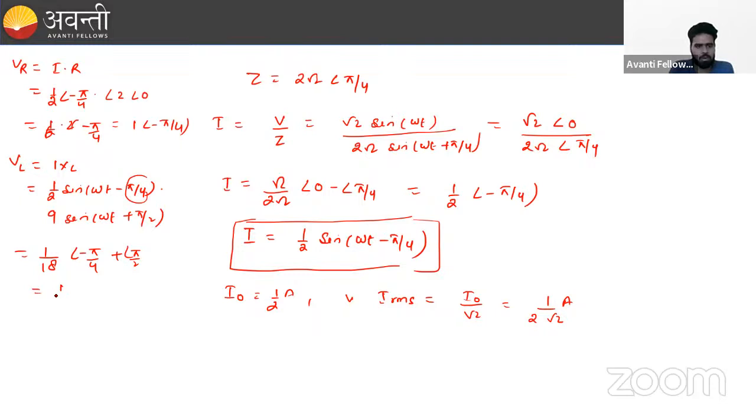If we solve this, taking the LCM, this will become pi by 4, right? So in the proper manner, we can write 9 by 2 sine omega t plus pi by 4. Put the value of omega, that is 5. In the problem, the value of omega is given as 5 radian per second.